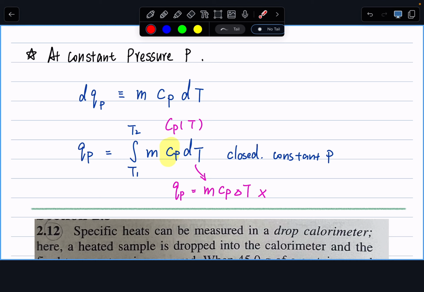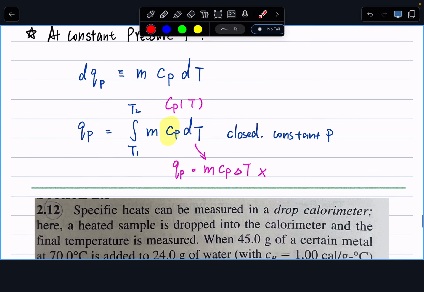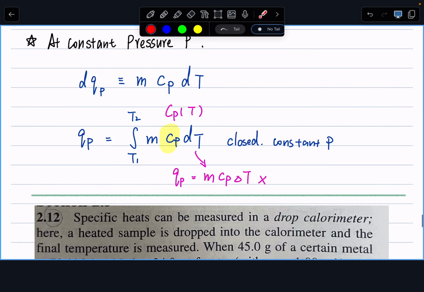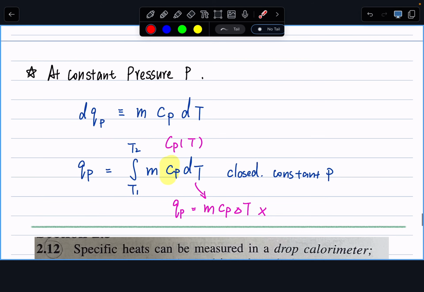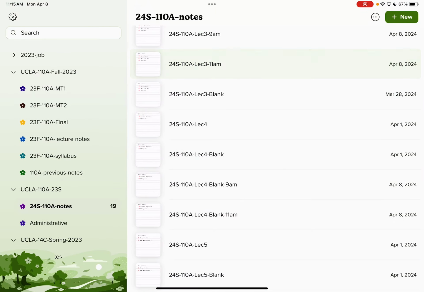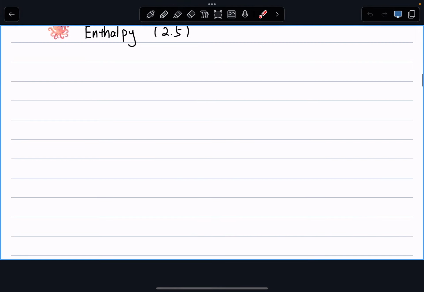Now, in my exam, if we have this kind of problem, I will specify in the problem saying like treated as a constant. But if not otherwise specified, do not treat it as a constant. Think about it as a function of temperature. Okay. Now let's move on to our lecture 4.